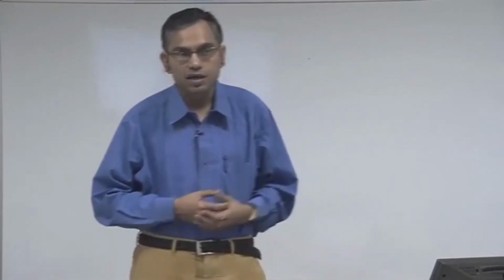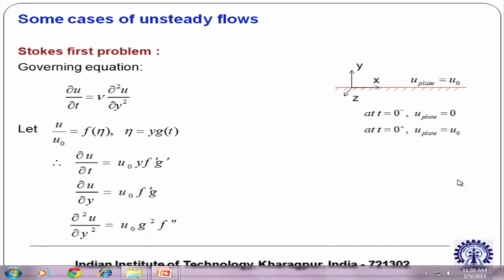So far we have discussed some examples of steady flows in the paradigm of low Reynolds number flow. Now we will discuss something more about steady flows later on, and we will discuss a theory which somewhat generalizes the elementary low Reynolds number hydrodynamics that we have discussed, and that theory is known as lubrication theory. We will discuss that in detail later on, but prior to that let us move into some cases of unsteady flows.